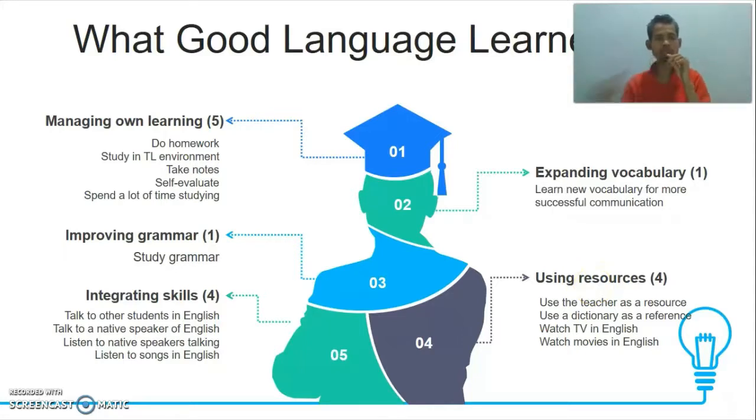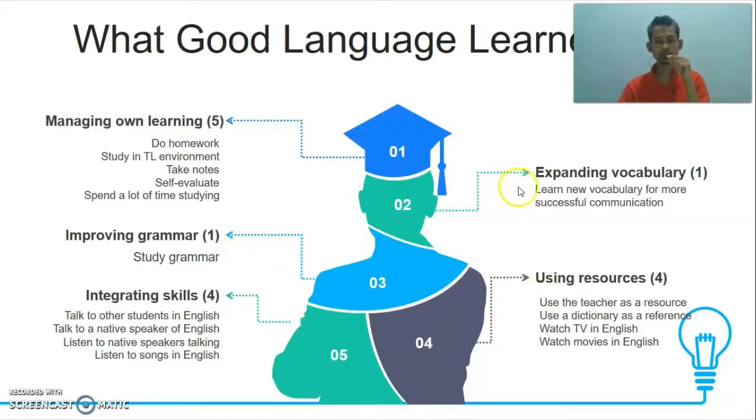The first one, managing own learning, is also known as metacognitive skills. It was found out that good language learners do homework. They study in a target language environment where they can use the target language intensively, and then they also take notes. In addition to that, they also learn from their mistakes. They do self-evaluation, and they invest a lot of time in studying.